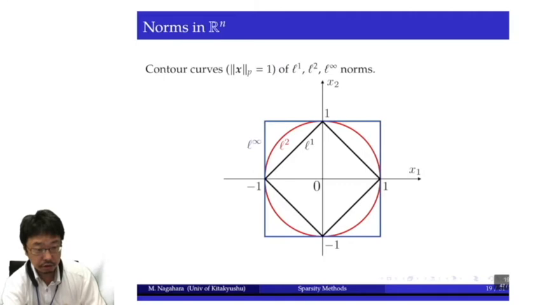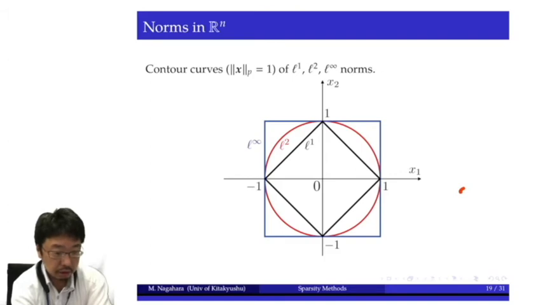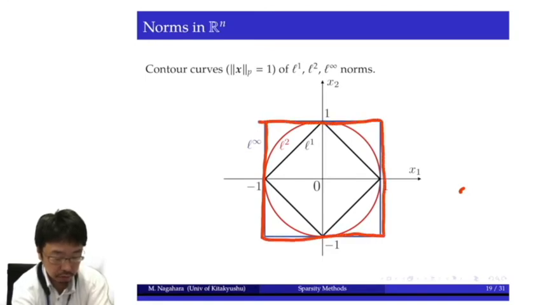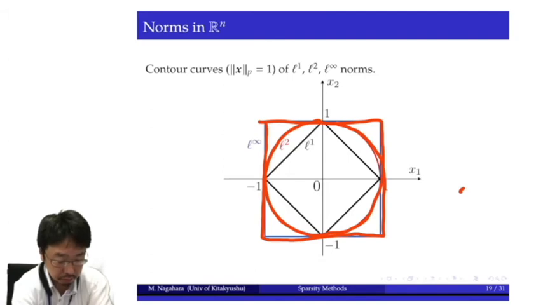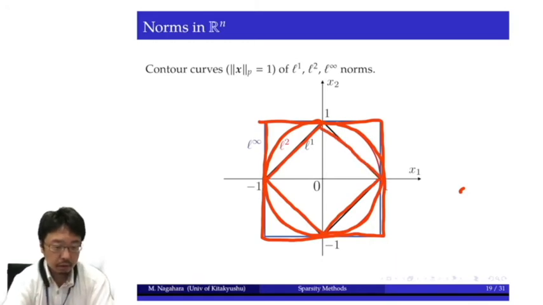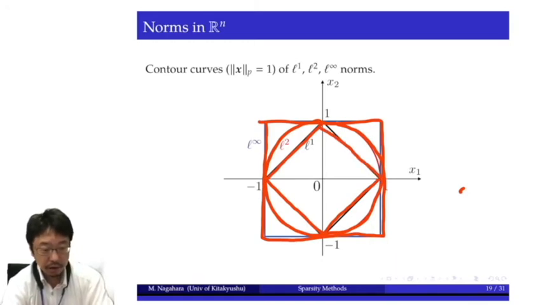This picture shows contour curves of the norm is 1 for L1, L2, and L infinity norms. The L infinity contour is a square like this, and the L2 contour is a circle. The shape of the L1 norm is very important for sparse representation. I will explain this in more detail later.